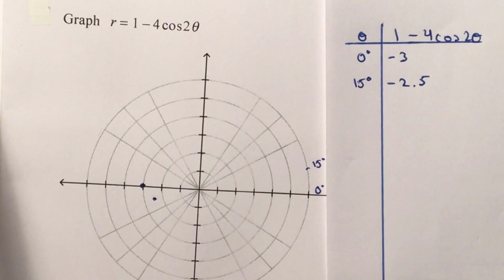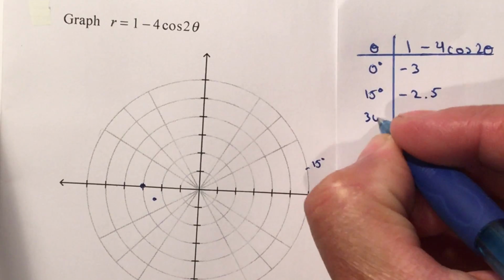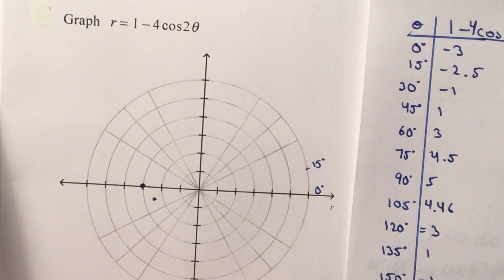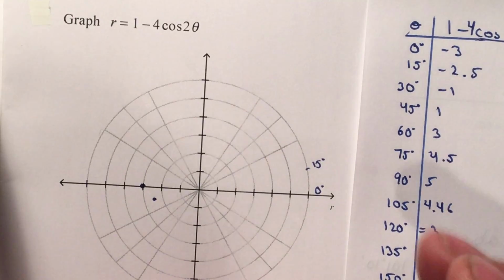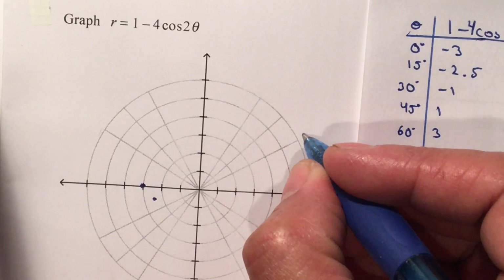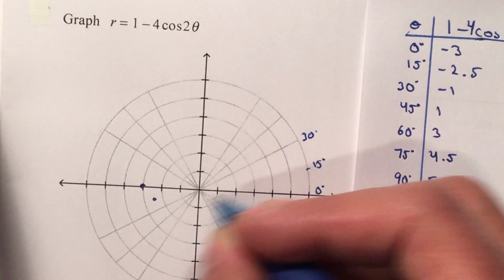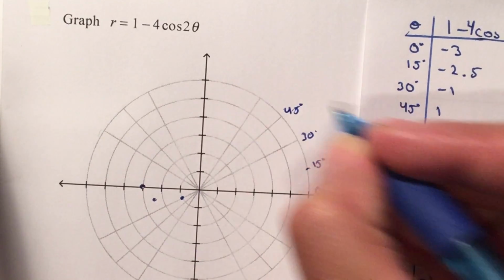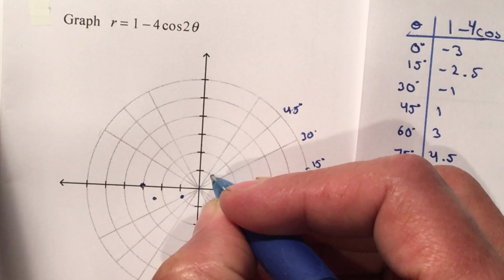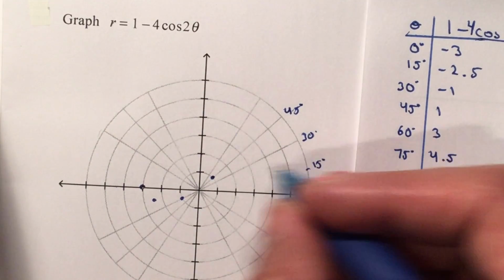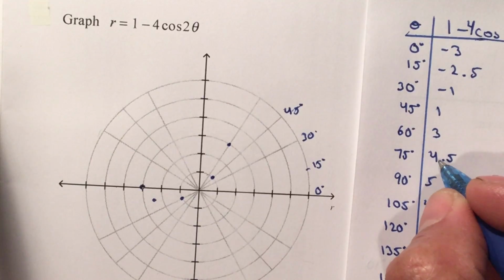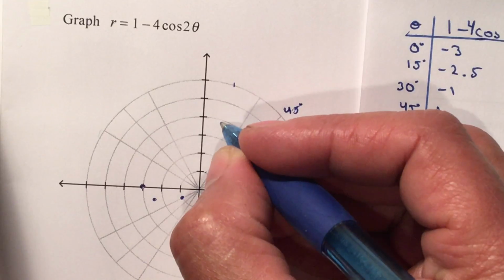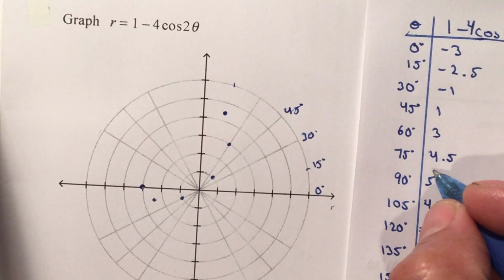And I'm going to continue plugging in values for theta. I'm going to plug in 30 degrees, 45 degrees, and so on. Just to save time, I have one ready where I plugged in values for theta. So in this case, 30 degrees is negative 1. 45 degrees gives me positive 1. I'm going to continue: 60 is 3, 75 is 4.5, 1, 2, 3, 4.5. 90 will be 5.